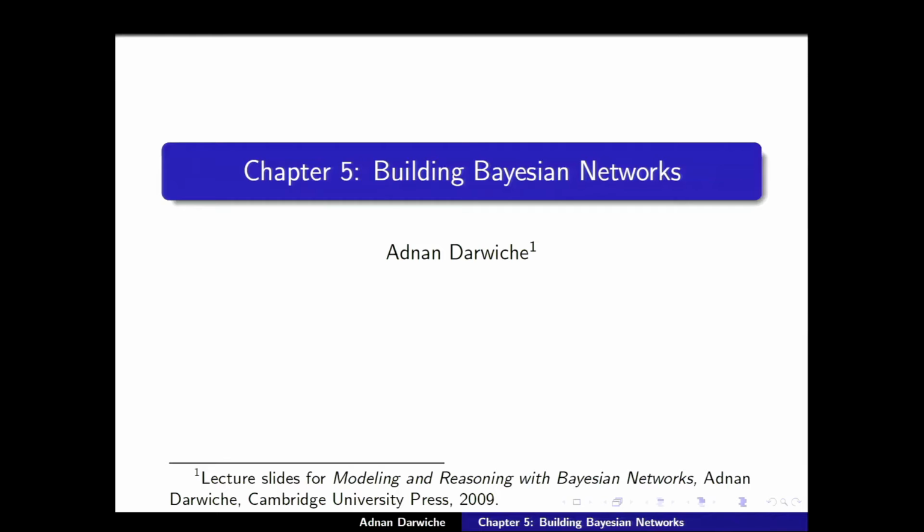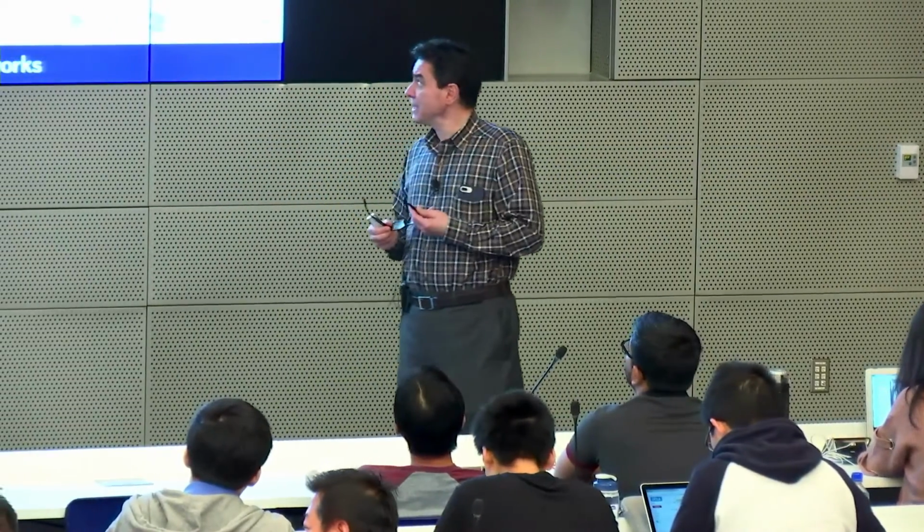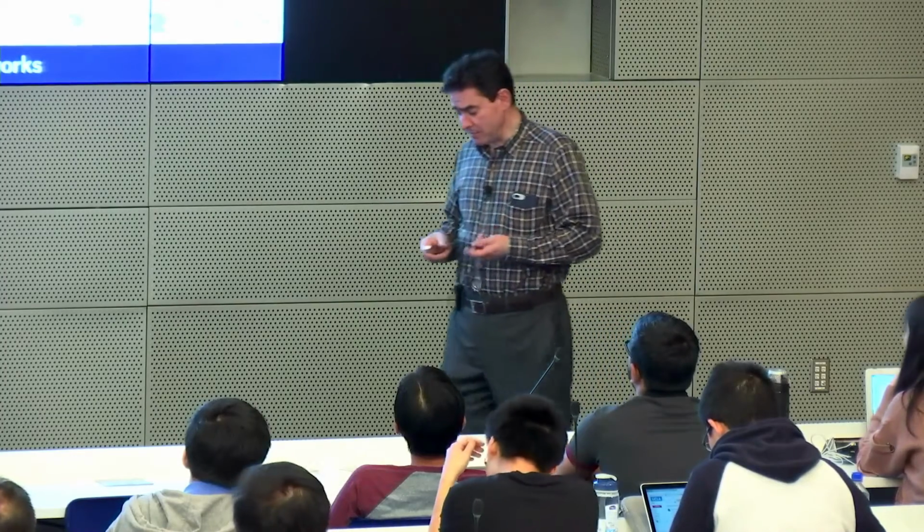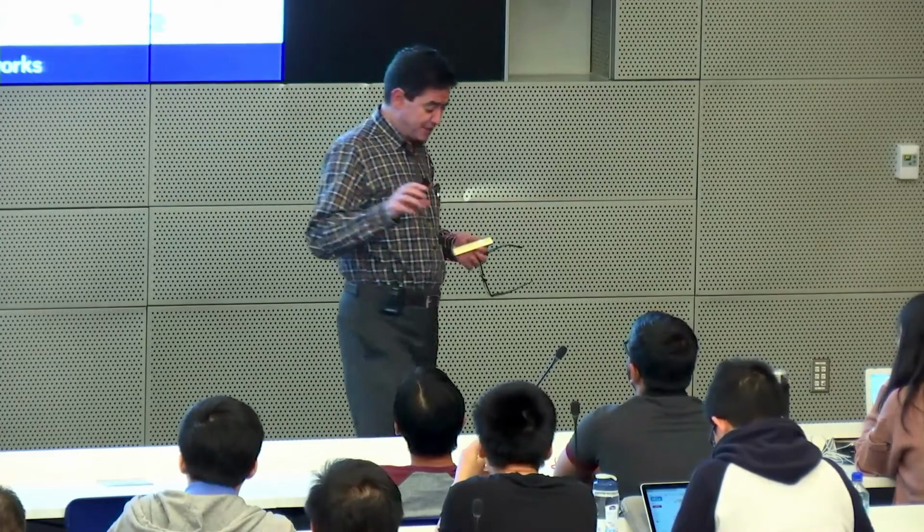So now we'll go into chapter 5, which is dedicated to building Bayesian networks. This is actually the longest chapter in your book. There are three kinds of topics in this chapter.